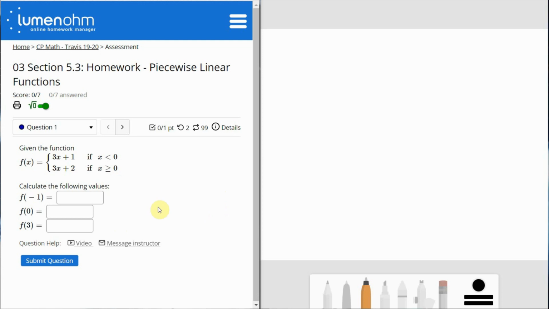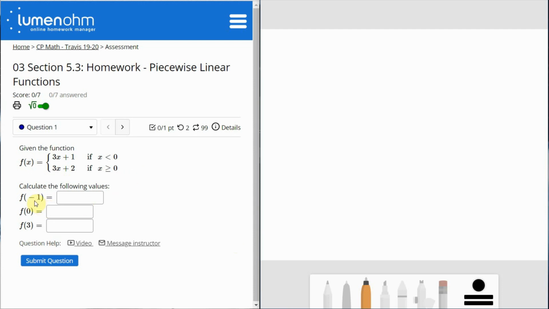For example, on question 1, there are two expressions used to create f of x. I can see that it says 3x plus 1 if x is less than 0. This means that if I want to evaluate this function for an x value that is less than 0, I need to use this first expression. It also says 3x plus 2 if x is greater than or equal to 0. This means that if I use an x value that is greater than or equal to 0, I need to use the second expression. Question 1 wants me to use the piecewise function to calculate several values.